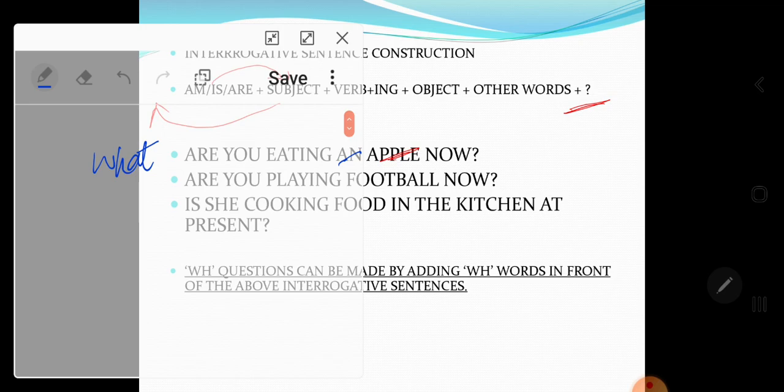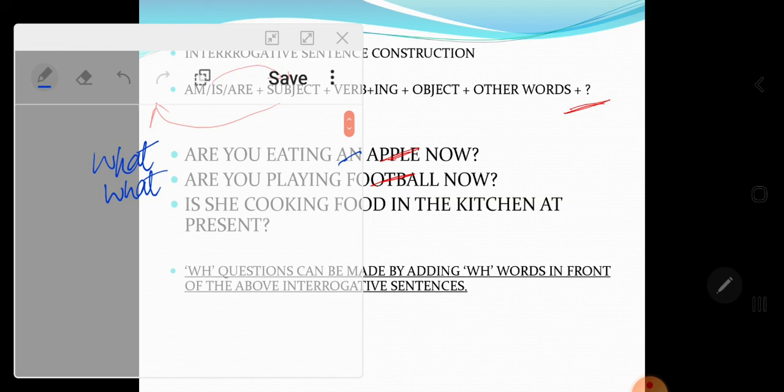Suppose we want to ask, you know, what are you playing football now? What are you doing now? So we have to just add what: what are you playing now. So this is how we make WH questions.